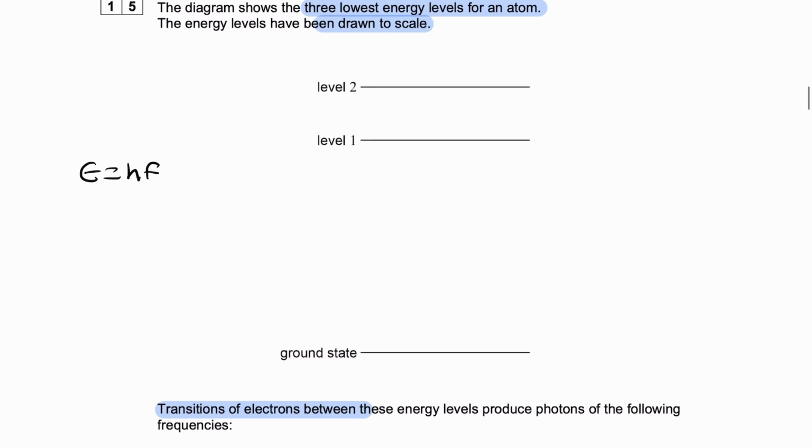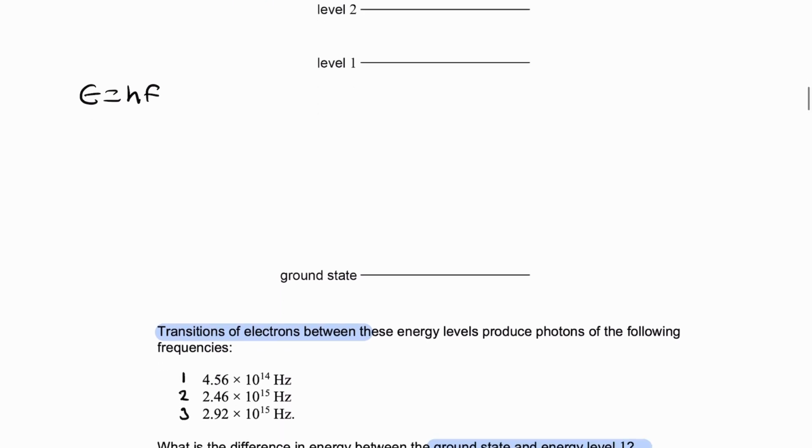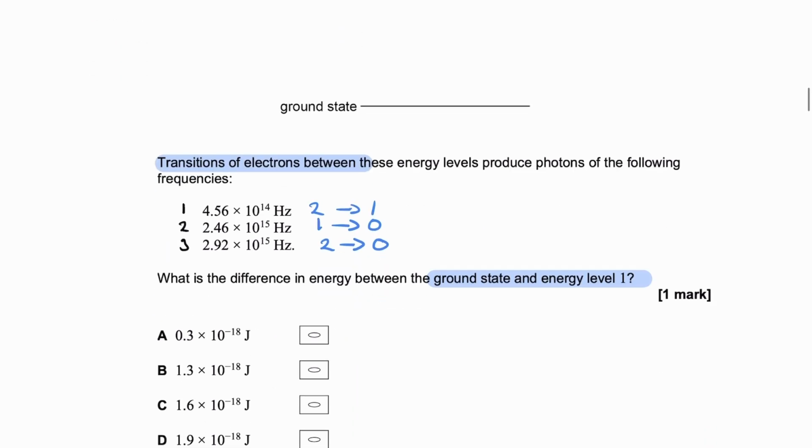So then, if we write down the transitions on the right-hand side of these three photons, the largest frequency photon corresponds to the de-excitation going from 2 to 0, level 2 to level 0. The second largest photon would be from 1 to 0, and the smallest photon at the top would be from 2 to 1. The question is asking us to work out the difference in energy between ground state and energy level 1.